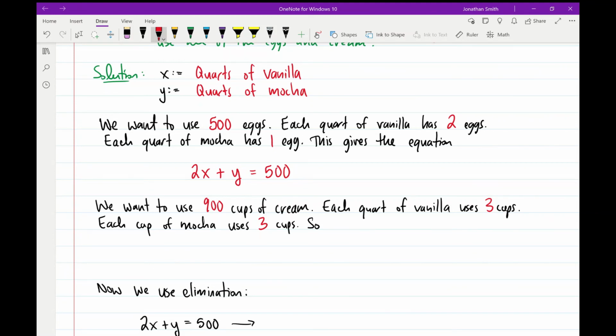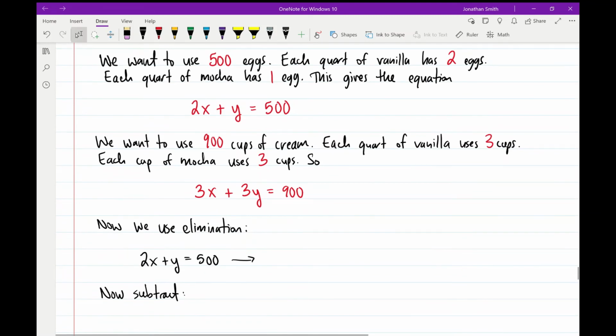Well, if I want the total number of cups of cream coming from the vanilla ice cream, I'm going to take 3 times the number of quarts of vanilla that I produce, so 3 times x. And if I want the total number of cups of cream coming from mocha, I also have 3 times the number of quarts of mocha I produce, which is y. And we want this to be equal to 900. So the hardest part of doing these application problems is taking the information that's given to you and figuring out what the linear equations are.